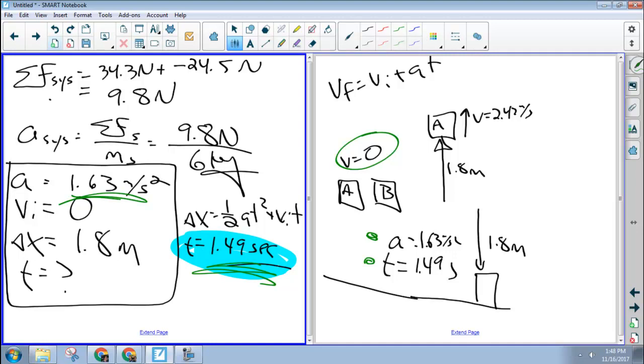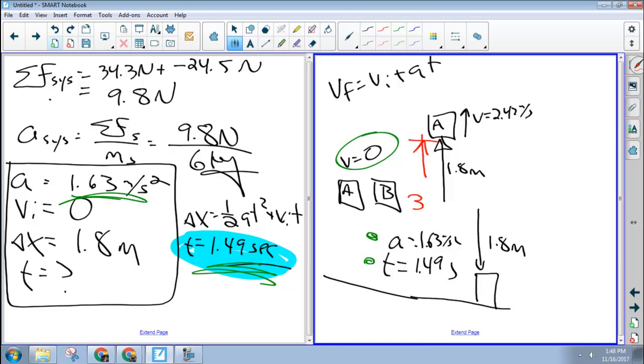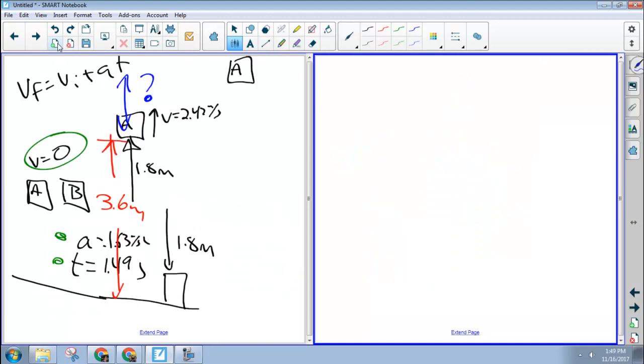Okay. How high, be careful, how high up is block A right now at the instant I just drew? 1.8, no, 3.6. 3.6, right? Because B went down 1.8, A went up 1.8. This right here is a total of 3.6 meters. But now block A gets thrown up into the air, so there's going to be another moment when block A is up here, and we want to figure out how much higher it goes. Follow?